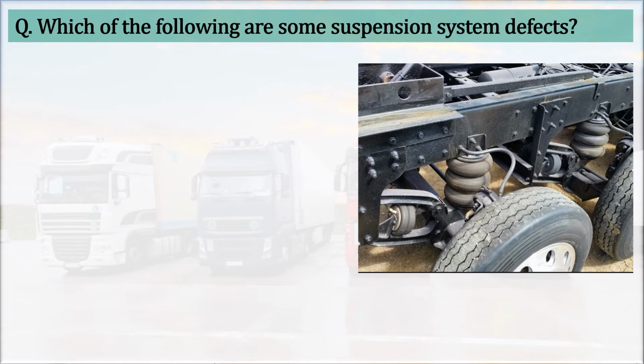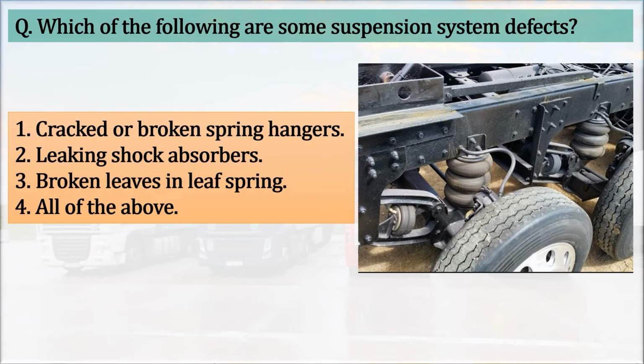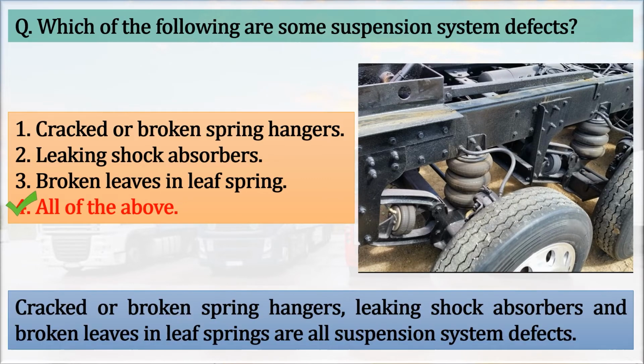Question: which of the following are some suspension system defects? Option number 1, cracked or broken spring hangers. Option number 2, leaking shock absorbers. Option number 3, broken leaves in leaf spring. Option number 4, all of the above. The answer is option number 4, all of the above.